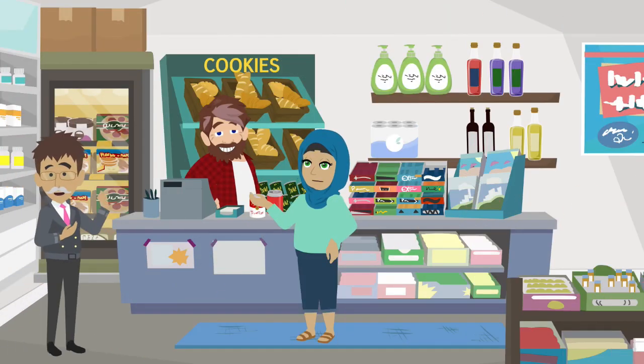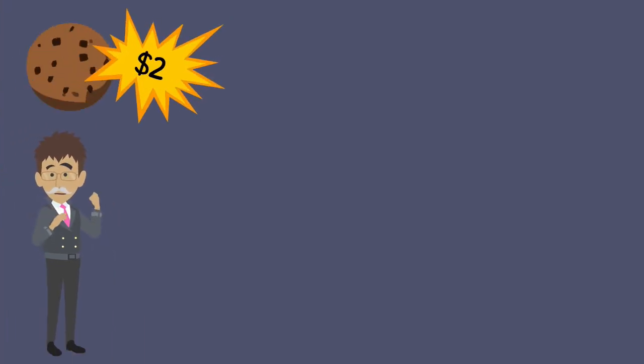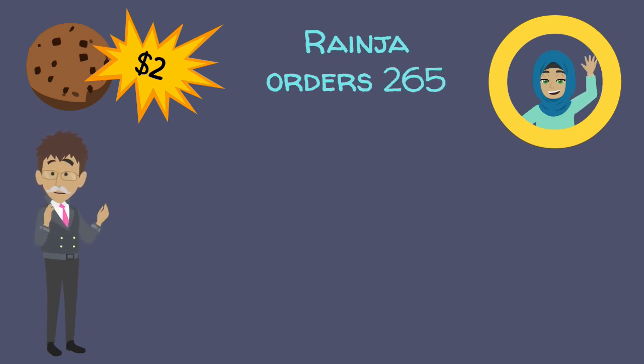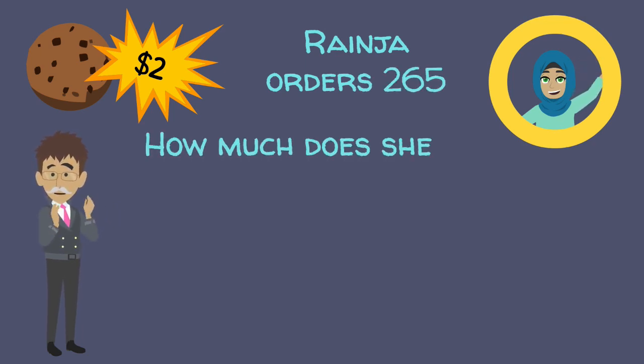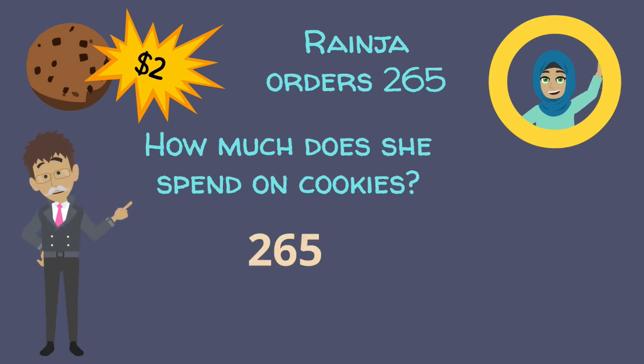All large cookies at Joe's Market are currently on sale for $2 each. Rania orders 265 to share with her friends. How much does she spend on cookies? First, write the problem down as 265 cookies times $2.